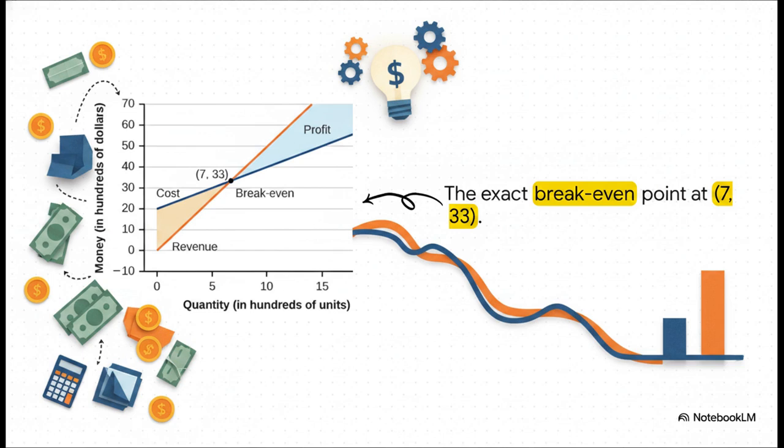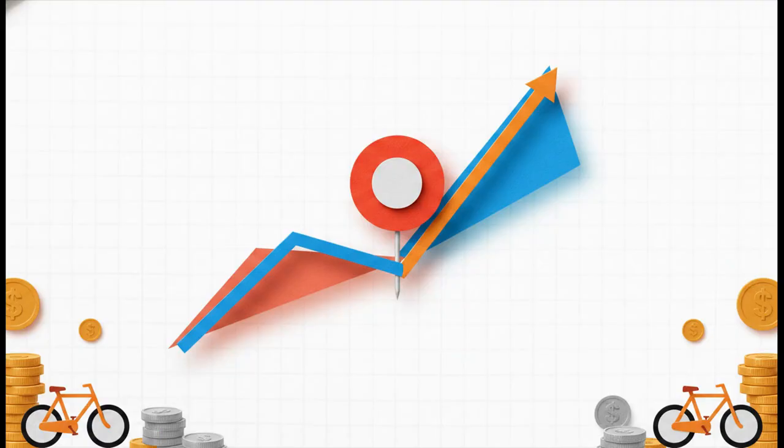But remember, in the context of our business, those aren't just random numbers on a grid. Because the x-axis represents hundreds of units and the y-axis represents hundreds of dollars, this point tells us that when the business produces exactly 700 units, the cost and the revenue are identical at $3,300. This right here is the legendary break-even point. At this precise intersection of 700 units, the company neither makes nor loses a single penny.